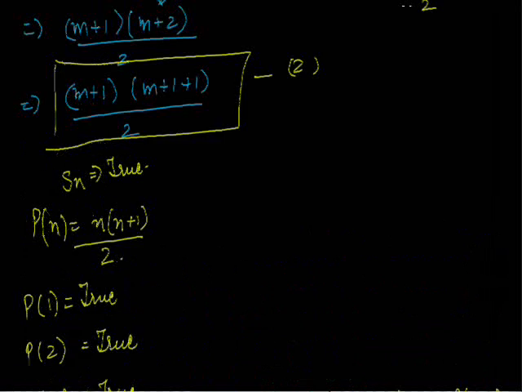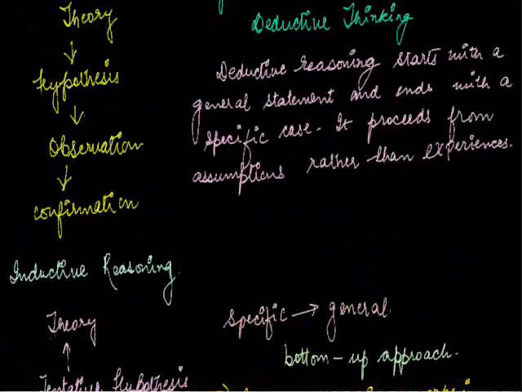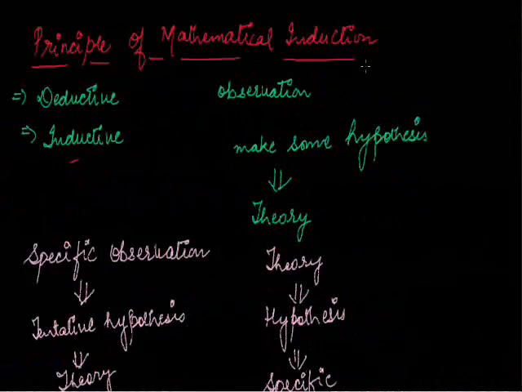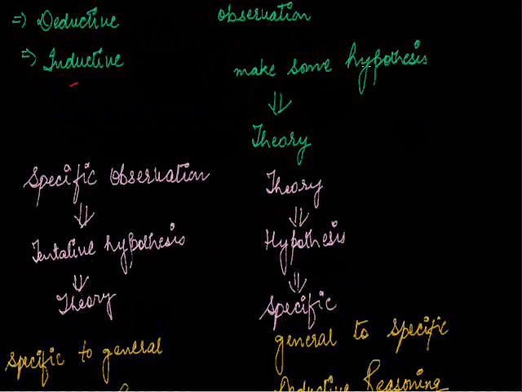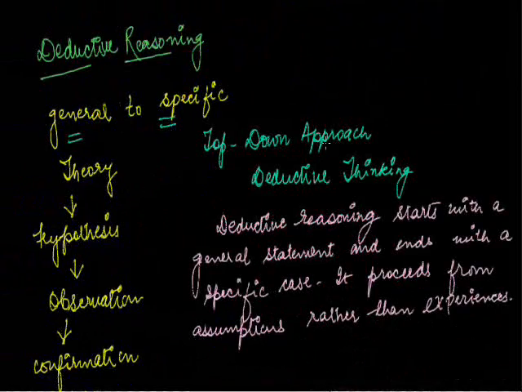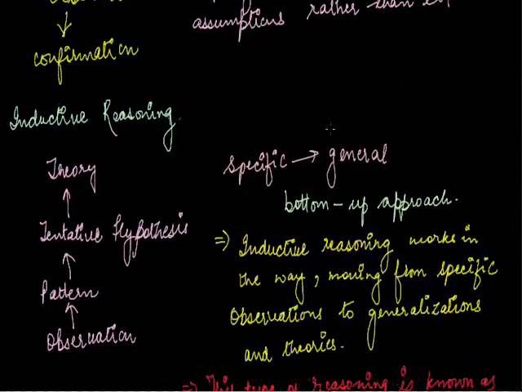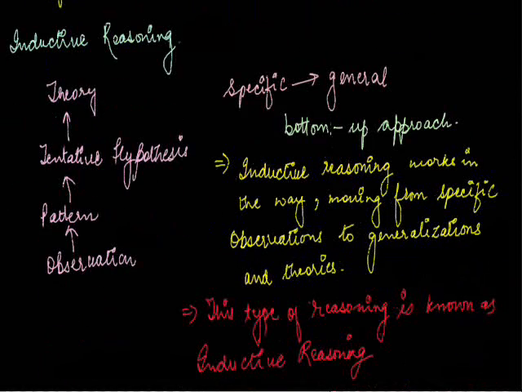So let's revise. Initially, we are studying two types of techniques. First is deductive reasoning, where we go from general to specific. It is a top-down approach. Next is inductive reasoning. In inductive reasoning we go from specific to general. So it is a bottom-up approach.